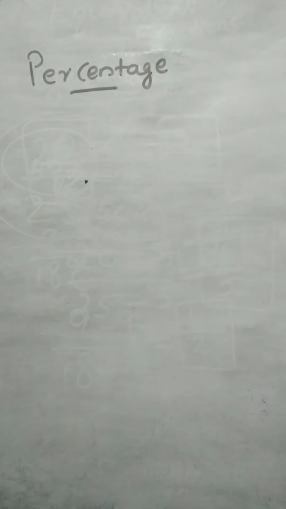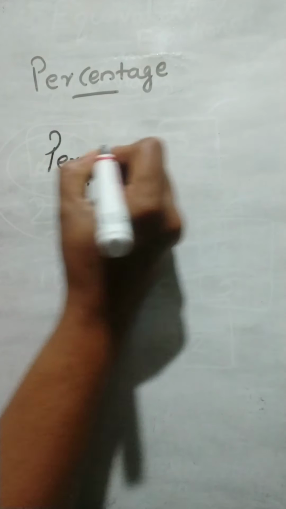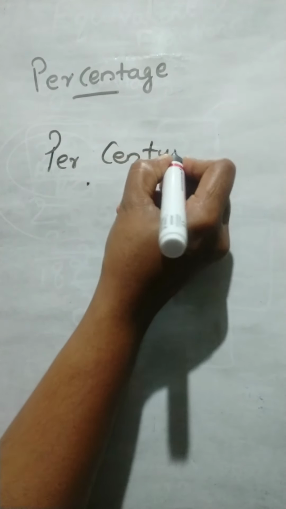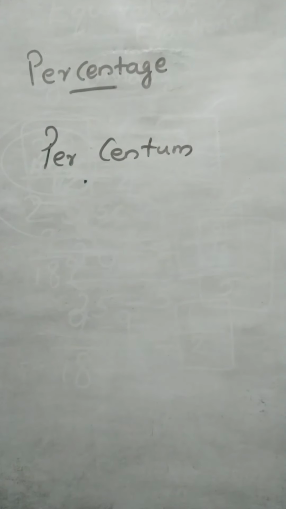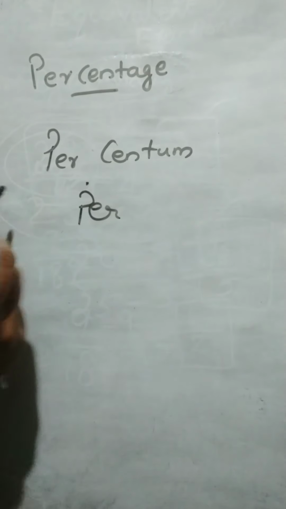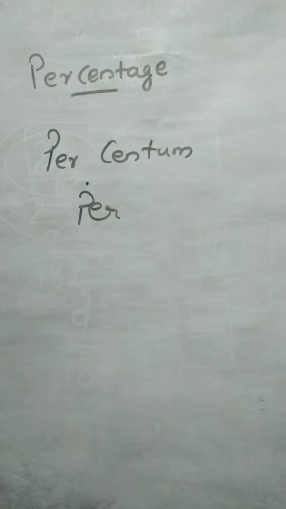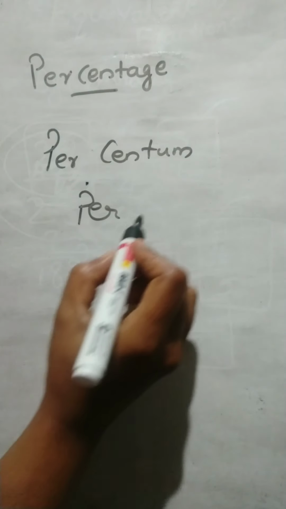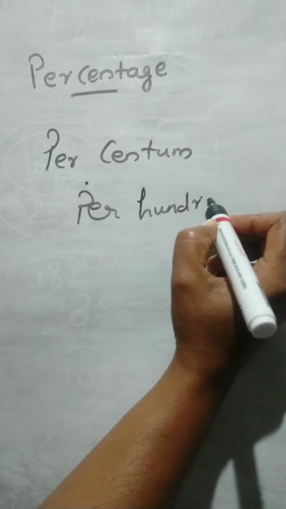Percentage is derived from the Latin word percentum. It's a Latin word, and the meaning of percentum is per hundred. So from this word we got percentage. The word percentage is derived from percentum. Per hundred is the meaning of percentum.